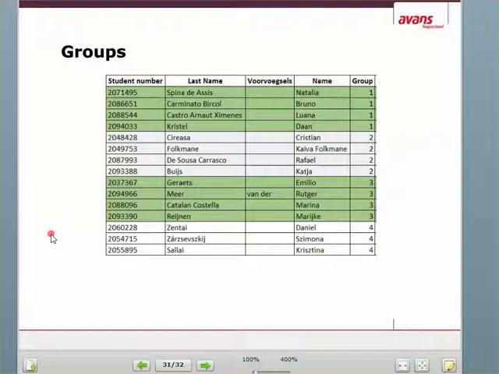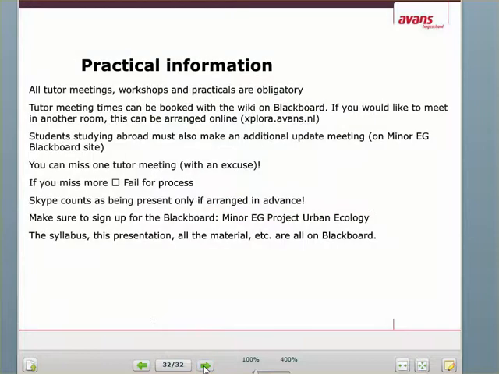I would suggest the groups divide up into their groups. Obviously, there's one person missing, I think, from each group, and there's a lot to explore. Go to the Blackboard site if you haven't. Sign up for the Blackboard site. It's on the next sheet. So, the last points.